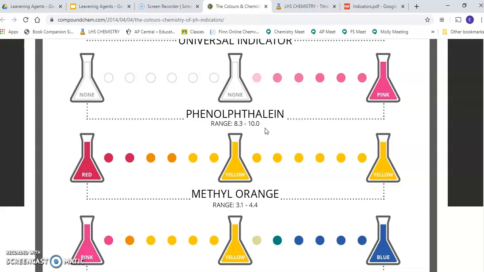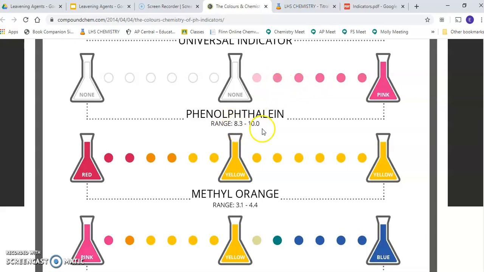So what would happen is if I would take something that had, let's say, a pH of 3, which would be here, and I added phenolphthalein to it, it would have no color. But if I would take something that had a pH of, let's say, 9, and I would add phenolphthalein in it, it would turn hot pink. Maybe not even quite all the way hot pink, but a pale pink.